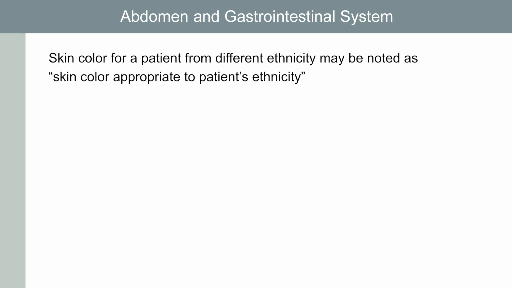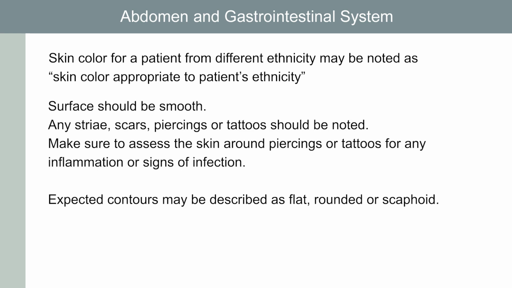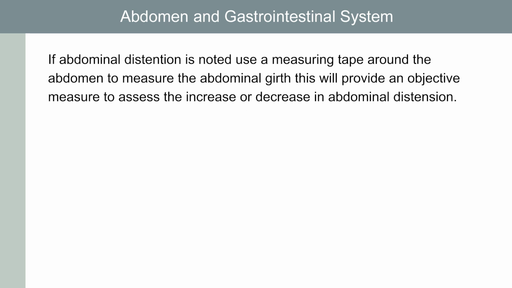Skin color for a patient of a different ethnicity may be noted as skin color appropriate to the patient's ethnicity. Surface should be smooth. Any striae, scars, piercings, or tattoos should be noted. Make sure to assess the skin around piercings or tattoos for any inflammation or signs of infection. Contours may be described as flat, rounded, or scaphoid. If any abdominal distension is noted, use a measuring tape around the abdomen to measure the abdominal girth. This will provide an objective measure to assess the increase or decrease in abdominal distension.